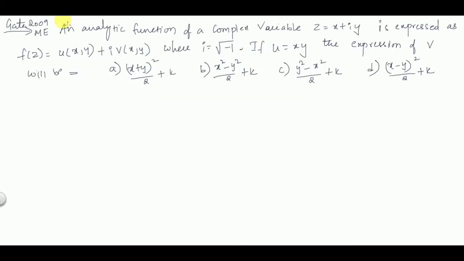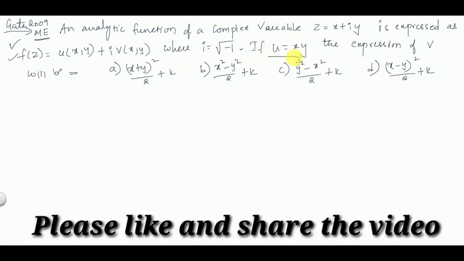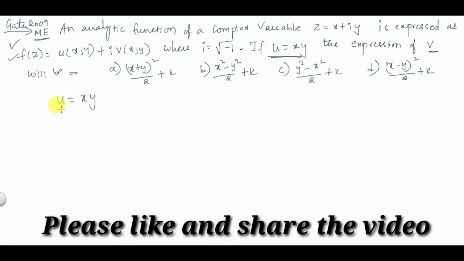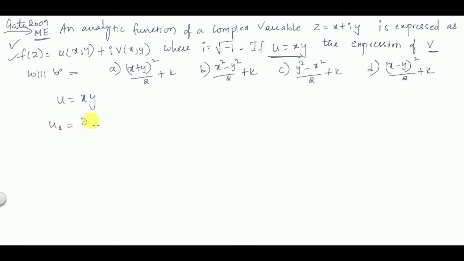Right, we'll see one more problem of the same type. This is a GATE 2009 problem asked for mechanical engineering. Same, he has given u and asked to find the v value. u he has given as xy, so I am finding ux. When you are differentiating dou u by dou x, with respect to x, y is a constant, so you'll get dou by dou x of x.